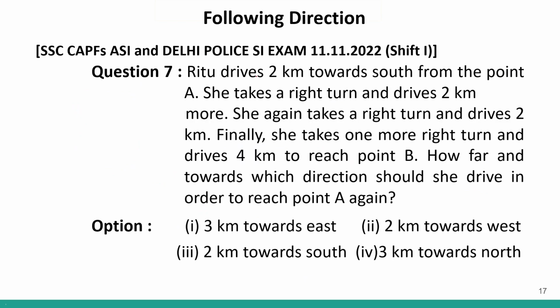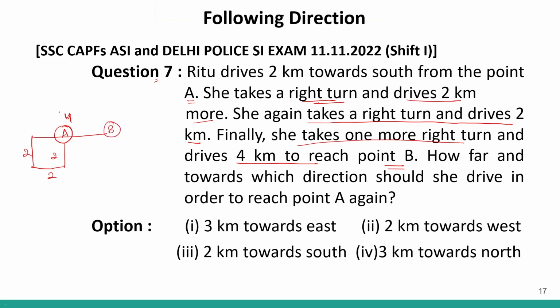Now, question number 7. Ritu drives 2 kilometers towards south from the point A. So there's a point A and Ritu is driving 2 kilometers south. She takes a right turn and drives 2 kilometers more. So right turn will be in this direction and she drives 2 kilometers more. Then she again takes a right turn and drives 2 kilometers. So right turn here, 2 kilometers here. Then she takes one more right and drives 4 kilometers to reach a point B. So right will be in this direction and she goes 4 kilometers to reach a point B.